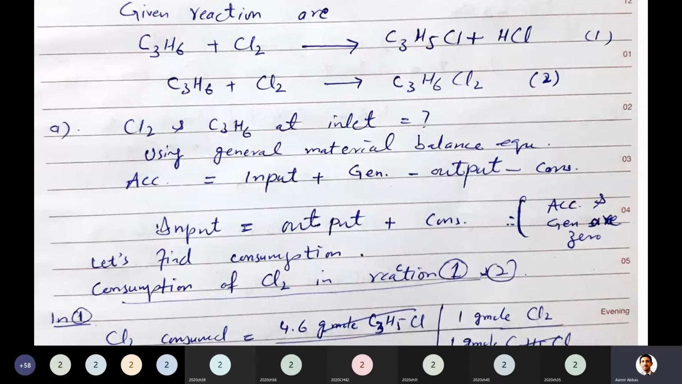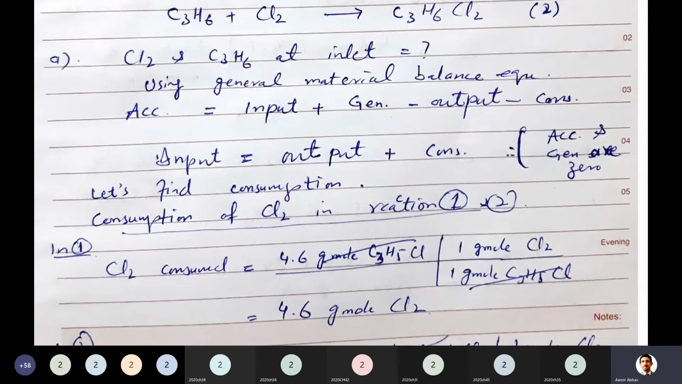You can see 1 mole of Cl2 versus 1 mole of C3H5Cl at the top of the slide, for the first reaction. So that's the stoichiometric ratio. When I multiply with this, the moles of C3H5Cl cancel out, and you will get the moles of Cl2. That's how many moles of Cl2 are consumed in the first reaction. They are 4.6. Now if you calculate based on HCl, that will also be the same value. So that's the first one.